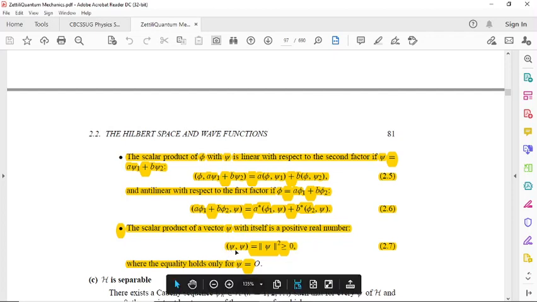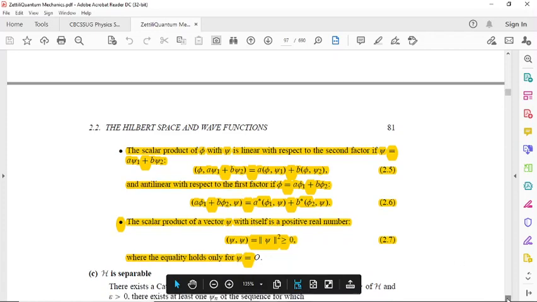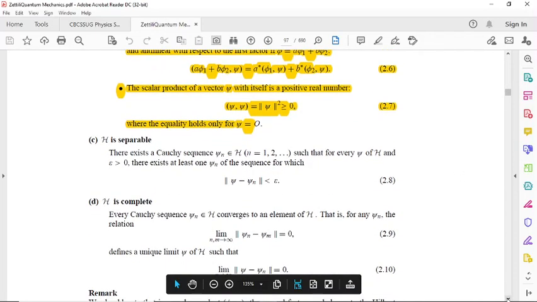That is scalar product of psi with itself equal to norm of psi squared, which is greater than or equal to 0, where the equality holds only for psi equal to 0.